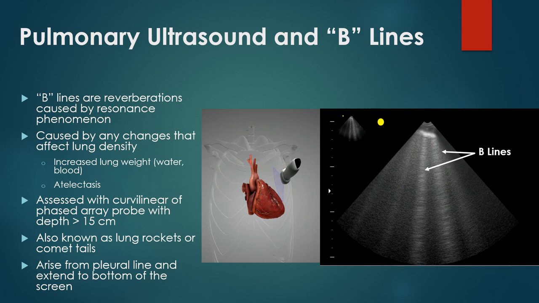I'm using the phased array in this particular simulator. These are also known as lung rockets or comet tails. And they arise from the pleural line, which is right here, and they extend all the way to the bottom of the screen.